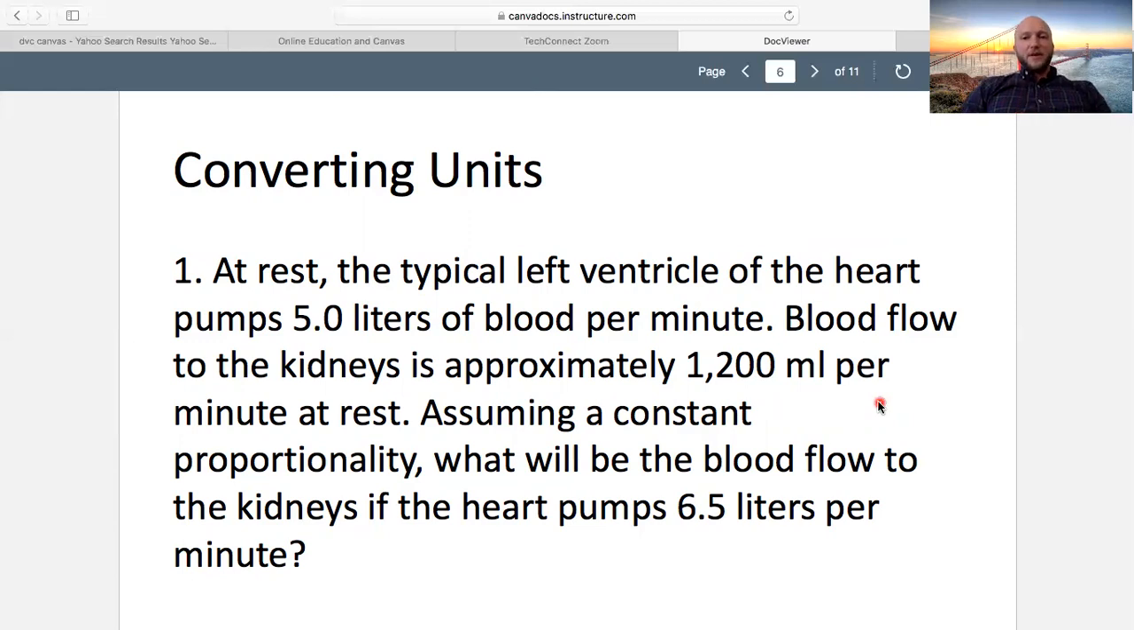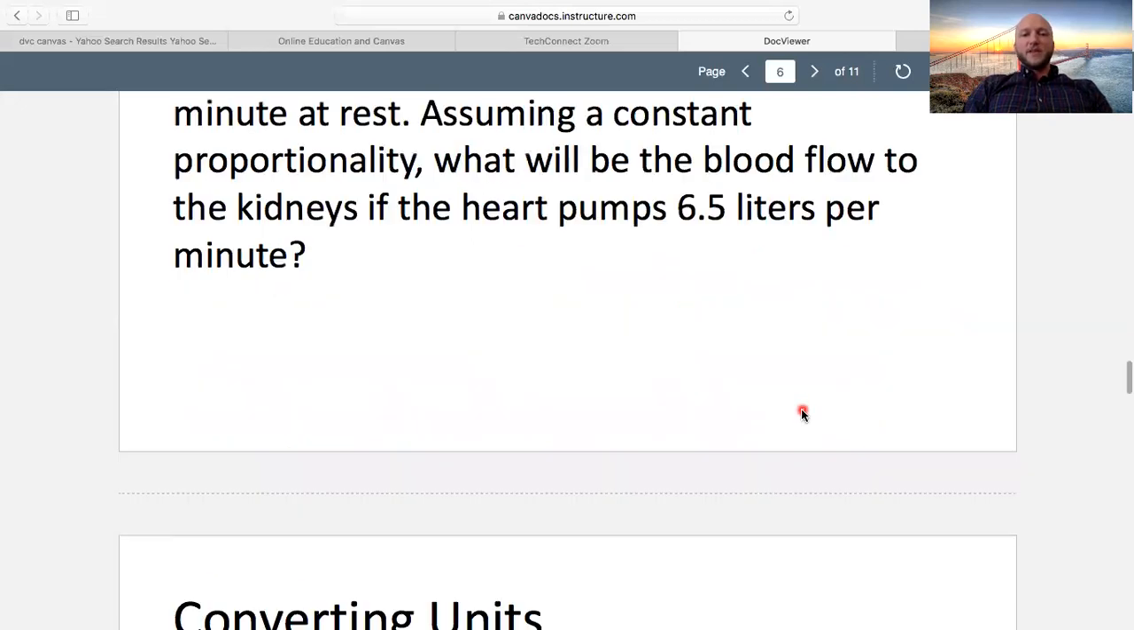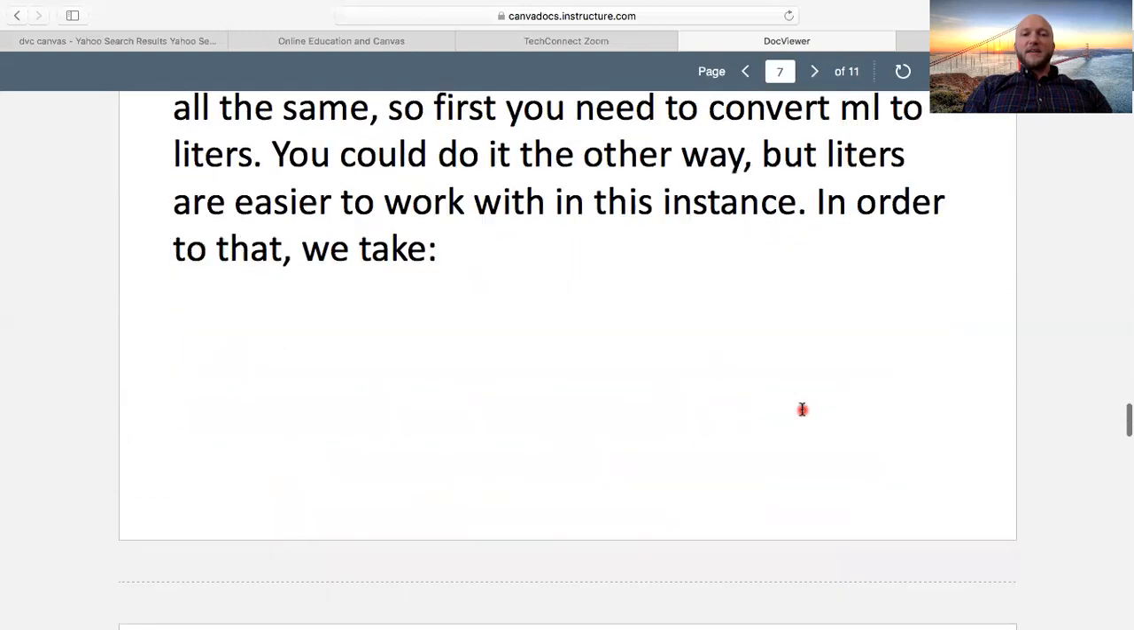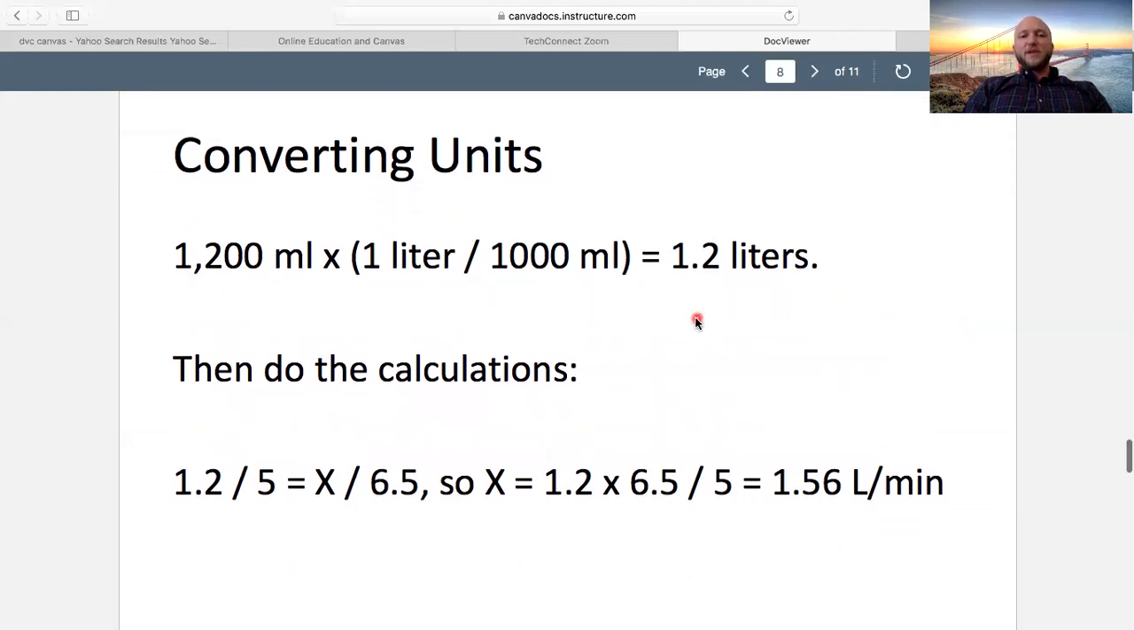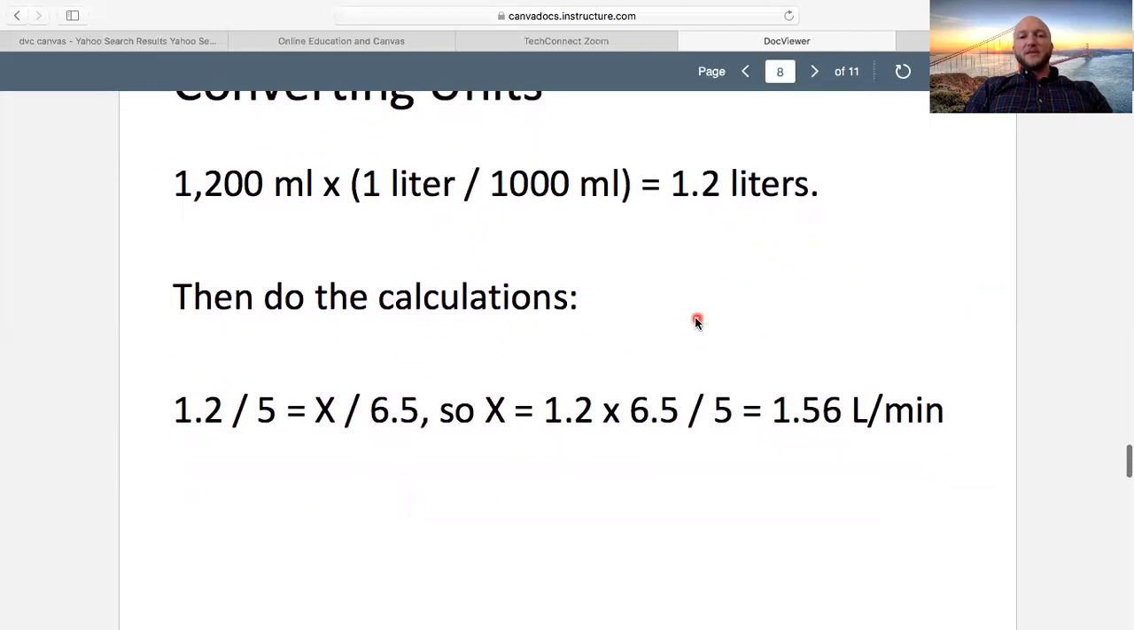So first step, I see different types of units here. So the first thing you should do is get everything in the same unit. So convert either 120 milliliters to liters or 5 liters and 6.5 liters to milliliters. For this example, I'm going to convert the milliliters to liters. So going down to the next slide, we're going to convert 120 milliliters into liters. So now we've got all 3 of our variables in liters, and we've got our unknown x. So let's set up our equation.